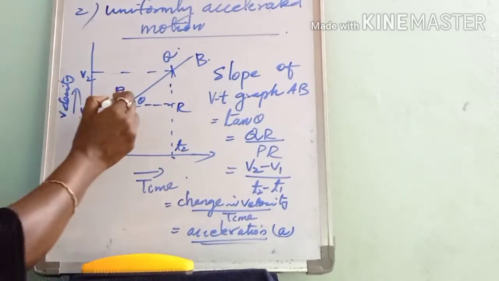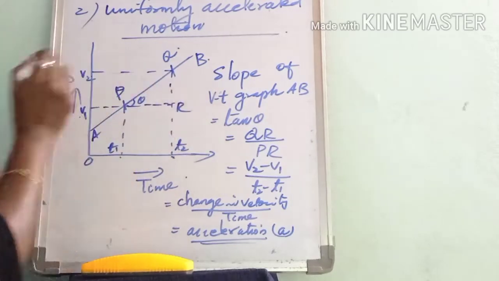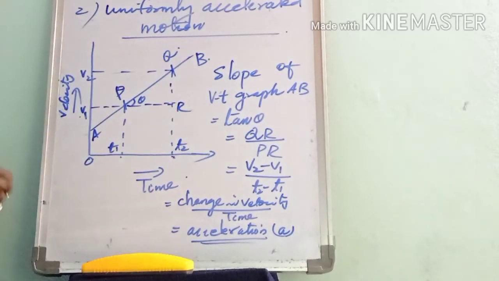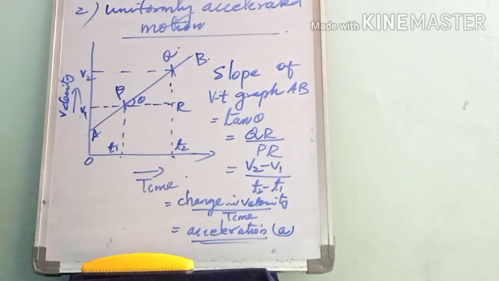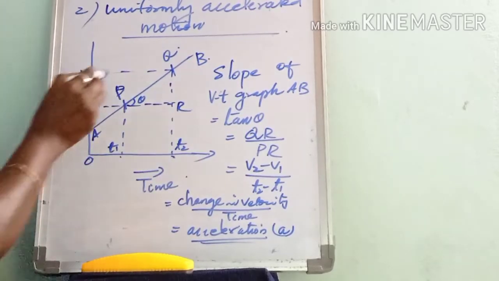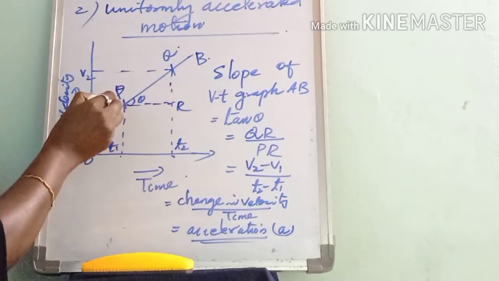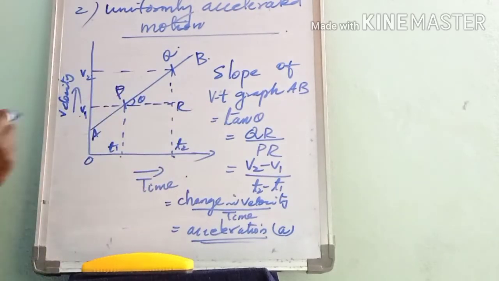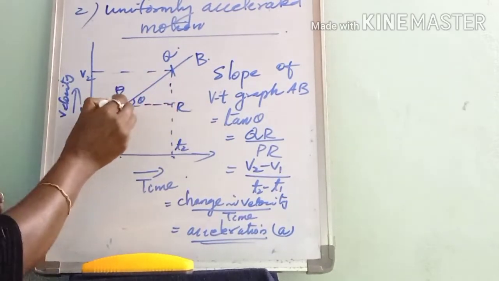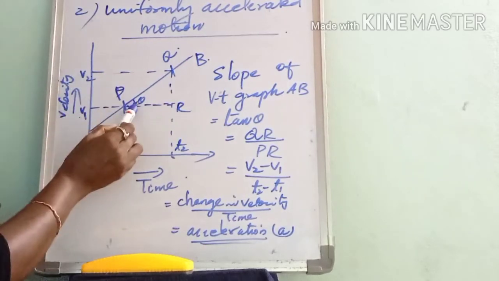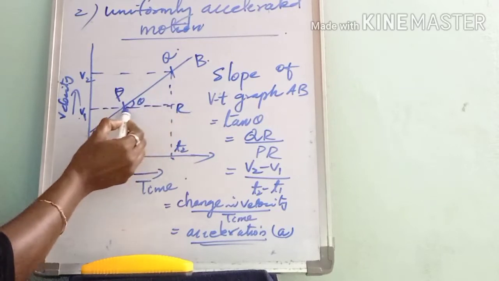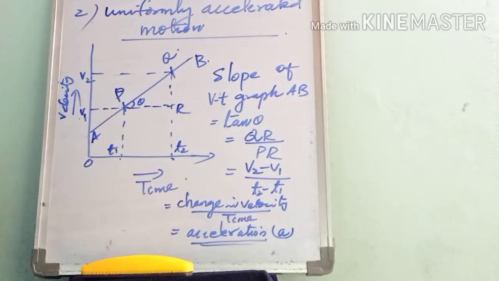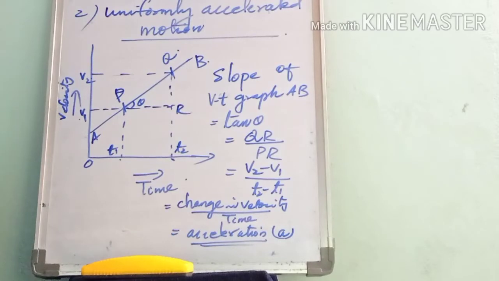Okay. So here we got a triangle PQR. Next we are going to calculate the slope of this velocity time graph AB. The slope of this velocity time graph is equal to tan theta. Here we have a right angle triangle PQR, and tan theta is equal to QR divided by PR.